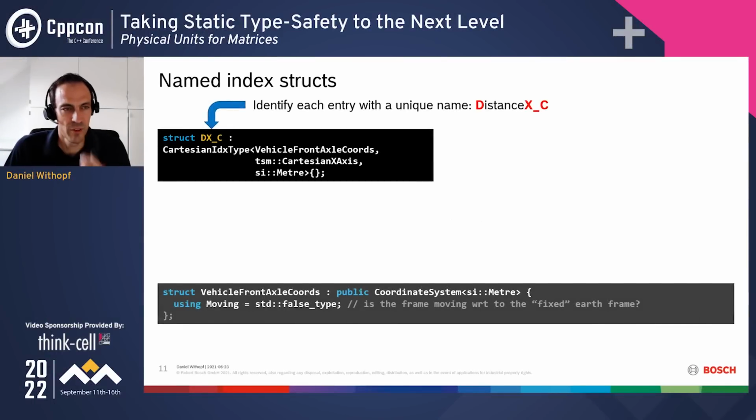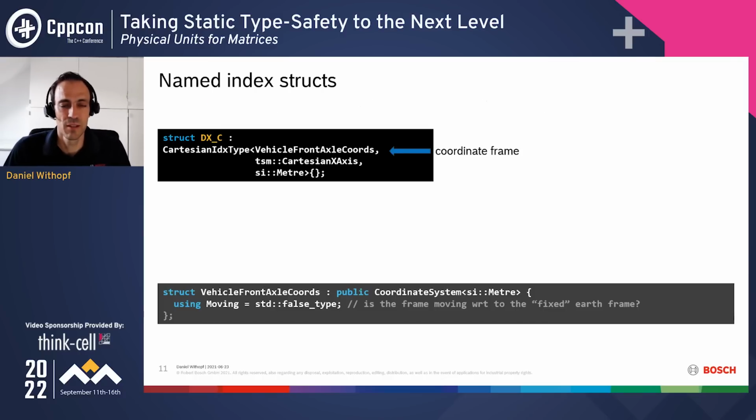Good, so let's move on to the solution space. The first ingredient that we need for a solution is what I call named index structs. These named index structs identify each index with a unique name. In this first example here, the struct dxc, that stands for distance x Cartesian, identifies an index, so Cartesian x position. And this index is created by deriving from a base class and specifying 3 template arguments.